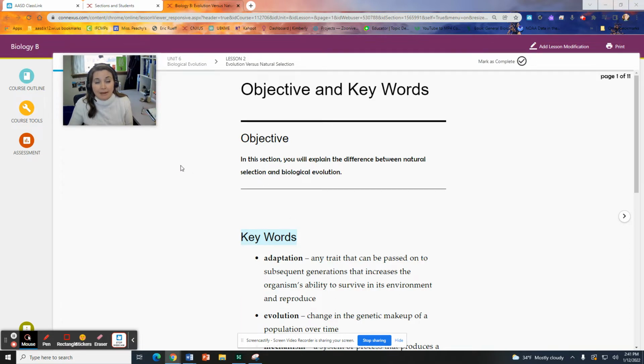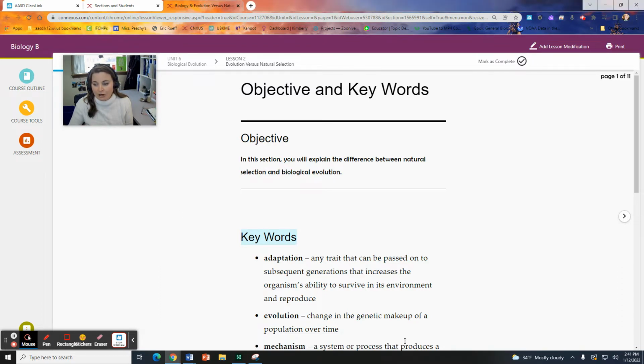Today we are looking at a brand new unit, Unit 6 on biological evolution. Probably about 3/4 of the way through the semester at this point, although for me, second semester hasn't even begun. So here we are on Lesson 2, Evolution versus Natural Selection.